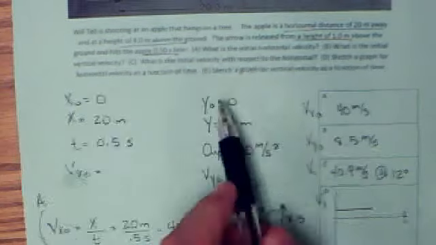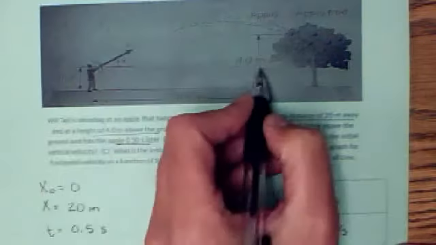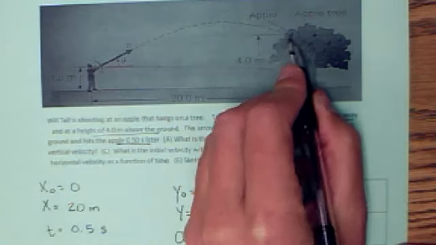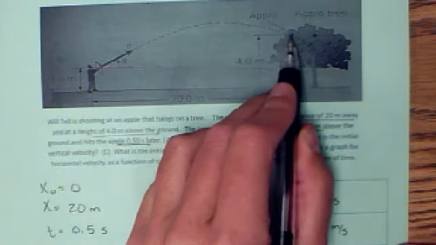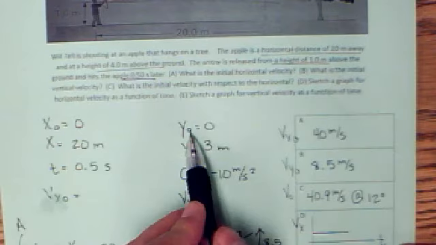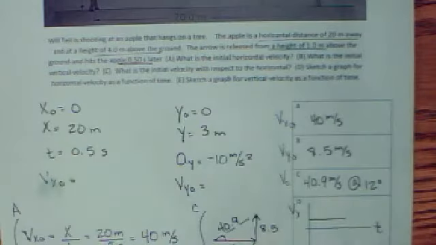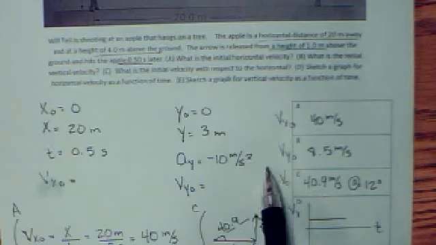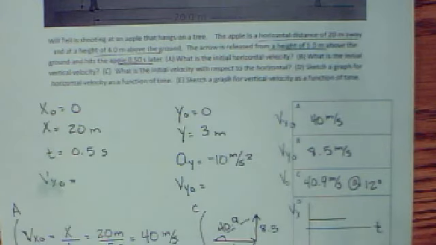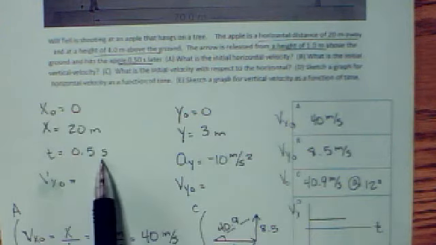Y naught is 0, so if we call this 0 right here, vertically, it climbs up 3 more meters to get to the apple because it started 1 meter above the ground. So it actually only had to climb 3 meters to get to the apple. So y equals 3. If we're calling y naught 0, y equals 3, 3 meters above y naught. The vertical acceleration is negative 10 meters per second squared. I'm looking for Vx naught and Vy naught. And I also know that the arrow hits the apple 0.5 seconds later.